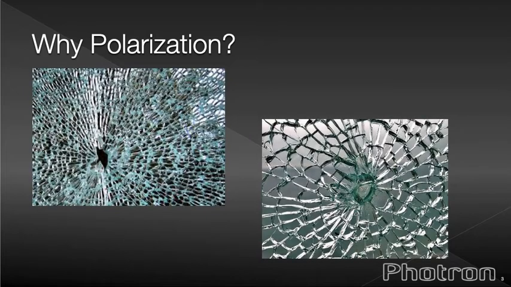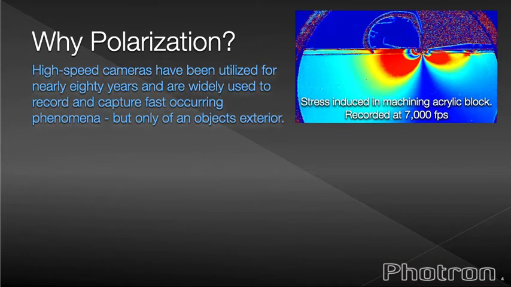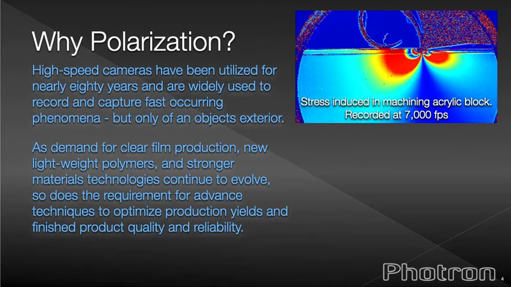But polarization can also be utilized to show us a phenomenon, sometimes referred to as photoelasticity, that can enable us to understand what is taking place beneath the surface. Digital image correlation, infrared imaging, and conventional high-speed cameras, to name just a few, let us see what occurs on the subject's exterior. But if you want to see what is taking place within the object, beneath the surface, then we need to get creative.